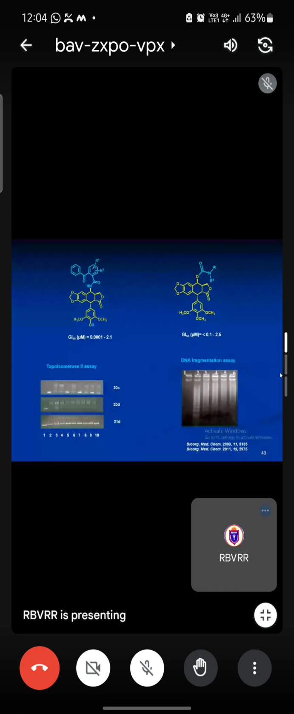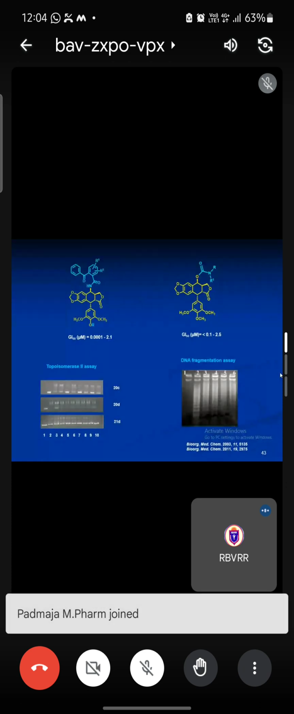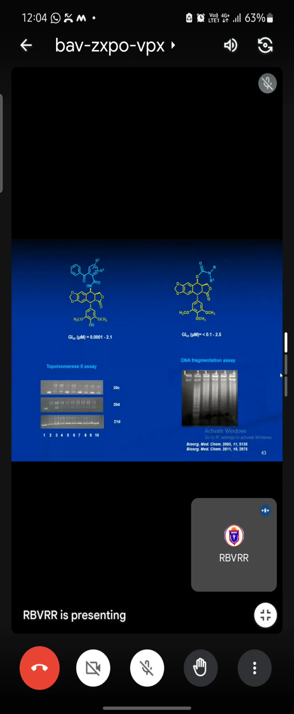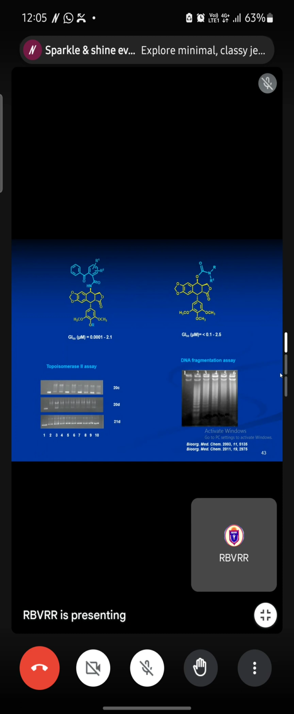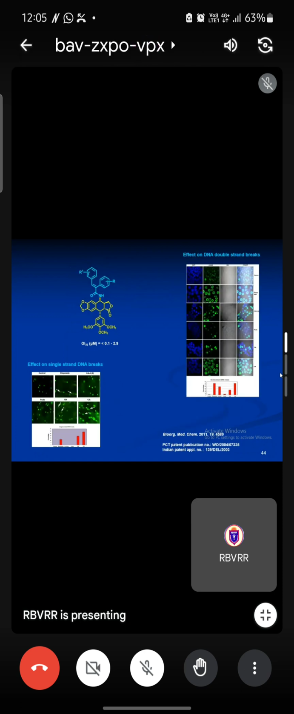And around this same thing, when we are trying to do changes at 4-beta, we wanted to bring some sort of an amide aspect through an aryl linkage or an alkyl linkage or direct another immunolinkage. These also give, you can see, very good GI50 values.